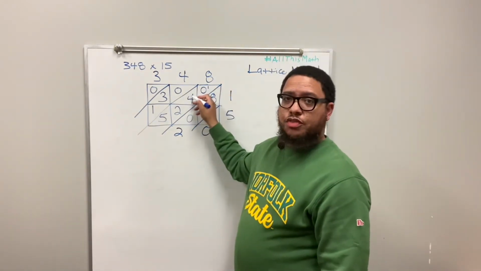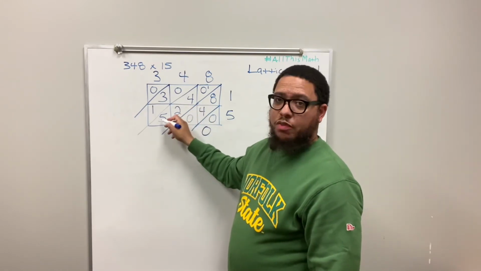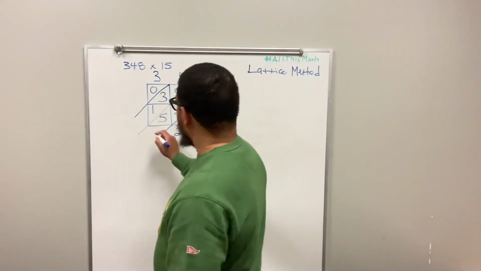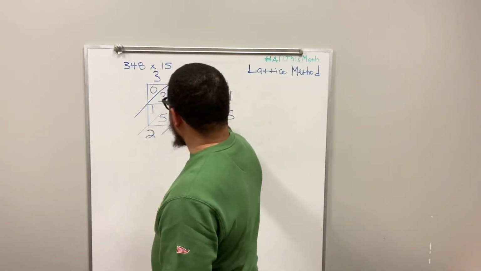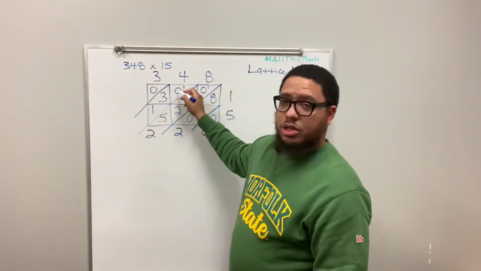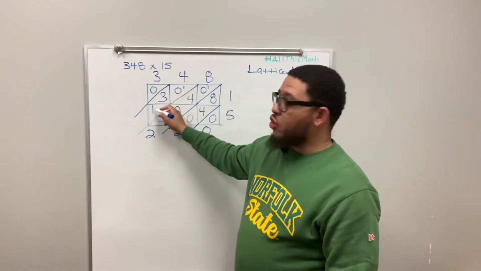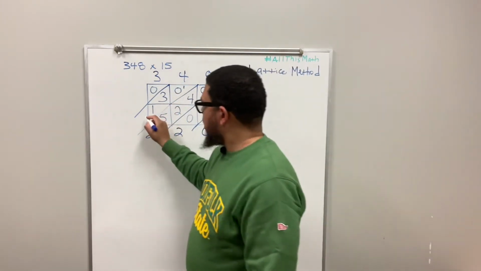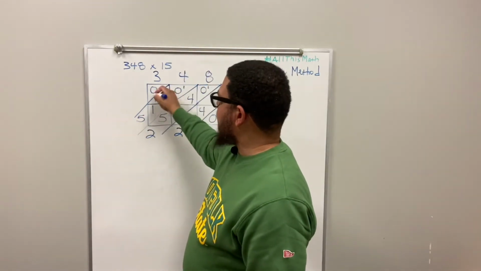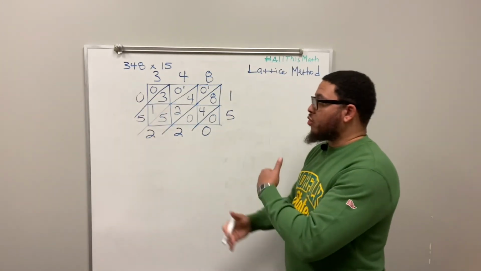So now I got 1 plus 0, which is 1. 1 plus 4, which is 5. 5 plus 2, which is 7. 7 plus 5, which is 12 again. Now I get 12 again, right? So I write my 2. And I carry this 1. All right. So now I'm in my next row. I do 1 plus 0, which is 1. That 1 plus 3 gives me 4. 4 plus 1 gives me 5. So I write 5 right there. Now my last row up top is just 0. That's nothing.